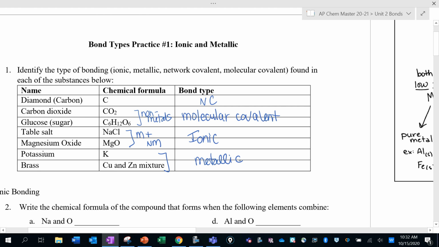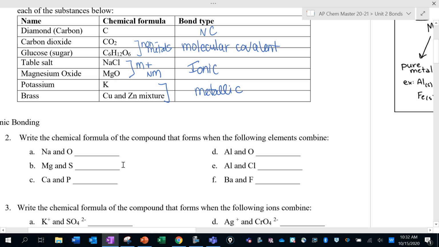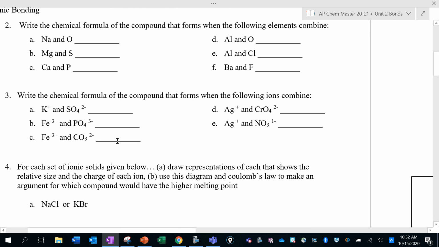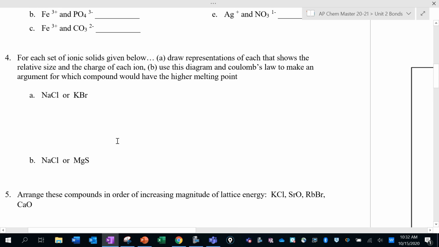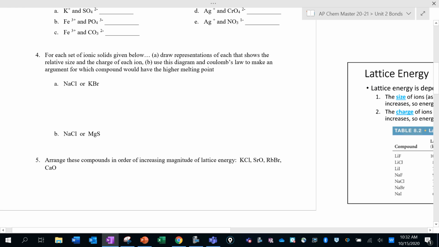So that's one thing you want to be able to do. I'm going to skip through writing formulas. We'll cover this in a different video. And I'm going to go down here to thinking about lattice energy and related properties such as boiling point or melting point. And so what we want to do here is we want to be able to look at the ionic charge and the radii of the ions involved in ionic bonding and use Coulomb's law to predict which of these substances will have the higher melting point.